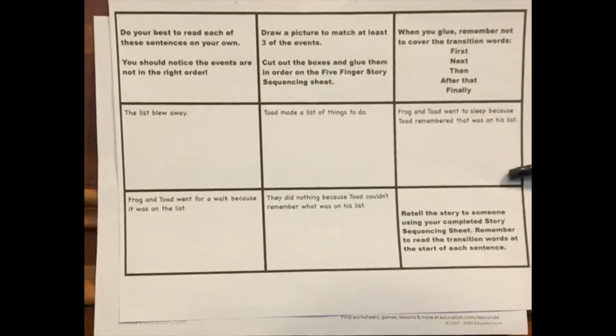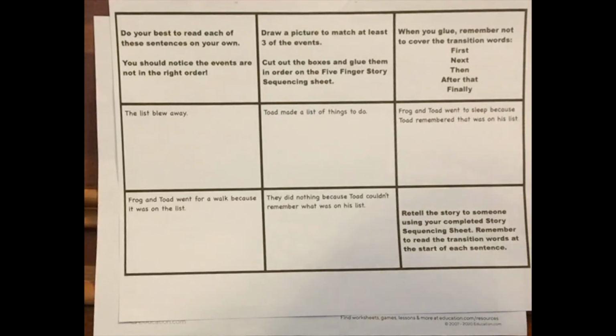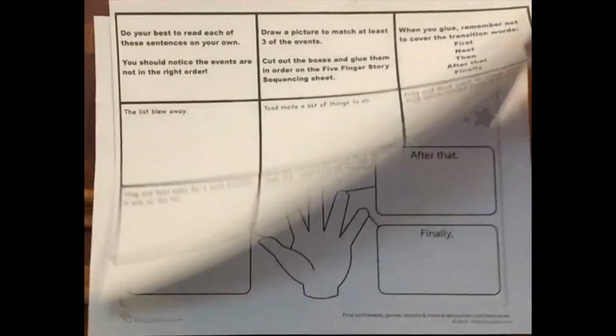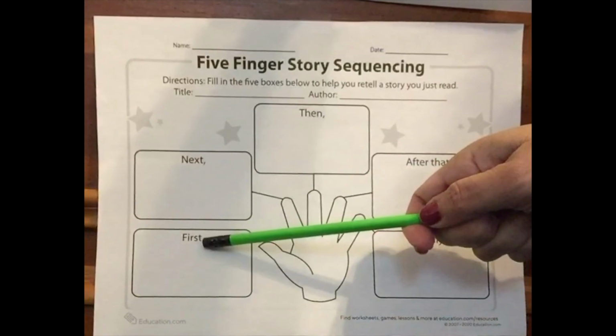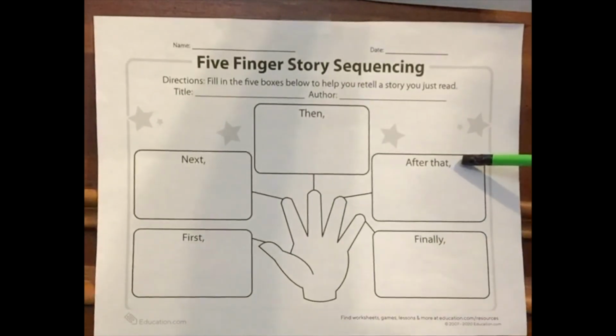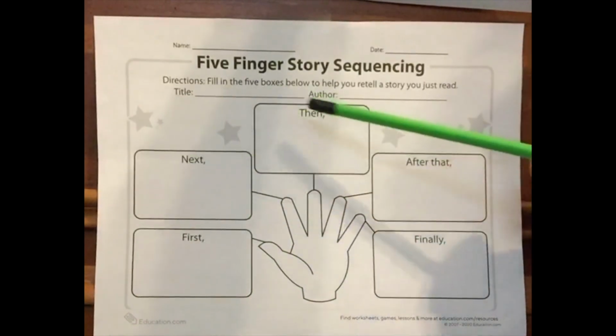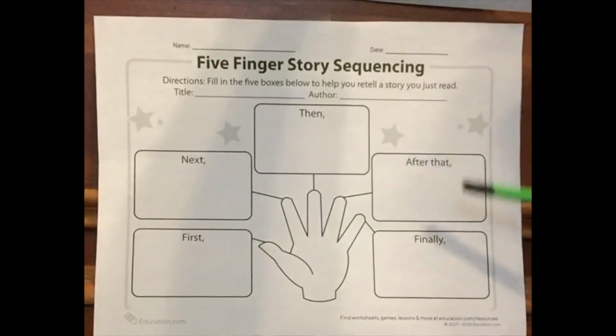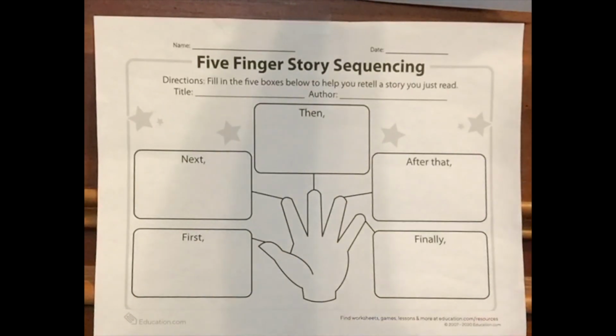So if you need to trim the box a little bit when you cut it and are ready to glue it, then please do that. And when that's all done, then you can retell the story to someone using your completed story sequencing sheet. Remember to read the transition words at the start of each sentence. The transition words. First, next, then, after that, finally. And once you glue them all in order, you'll have the whole story there ready for you to read. And like we said, don't glue on top of those words, and read those words along with the sentences so that you can tell the story.